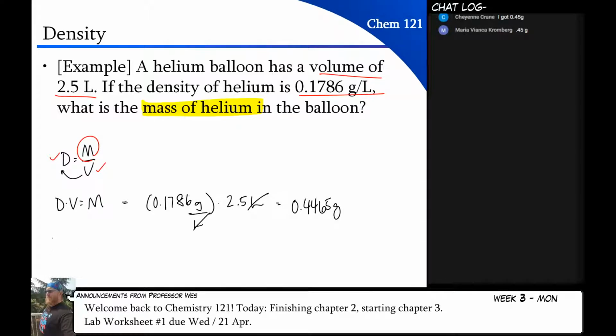I have the wrong pen selected. There we go. This is 4 sig figs because these 4 digits are non-zero. This is 2 sig figs. My answer should have 2 sig figs because 2 is the smaller of the numbers.